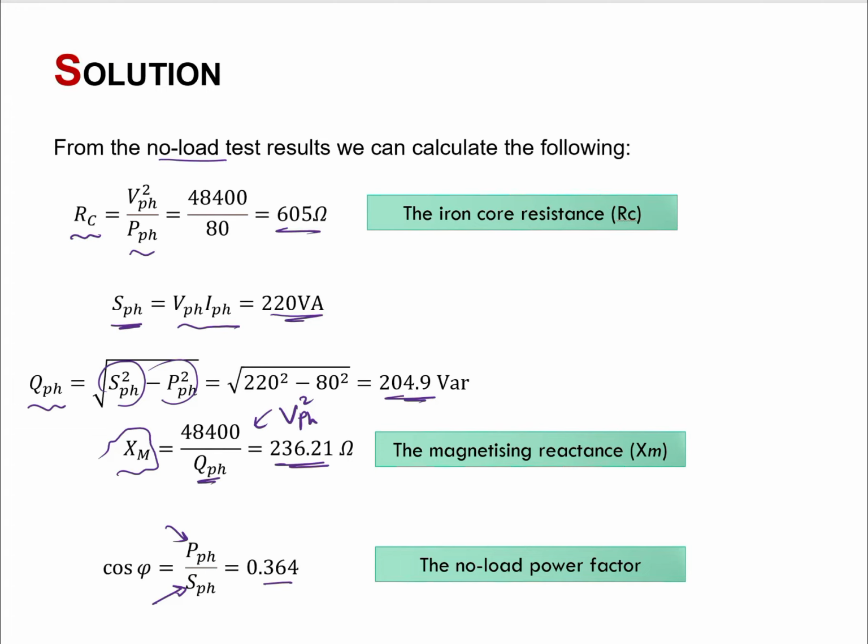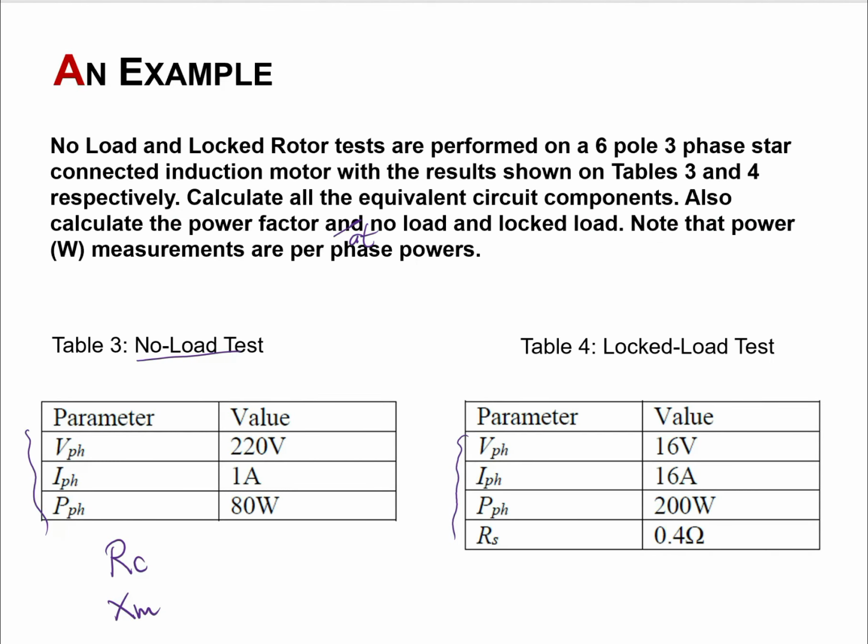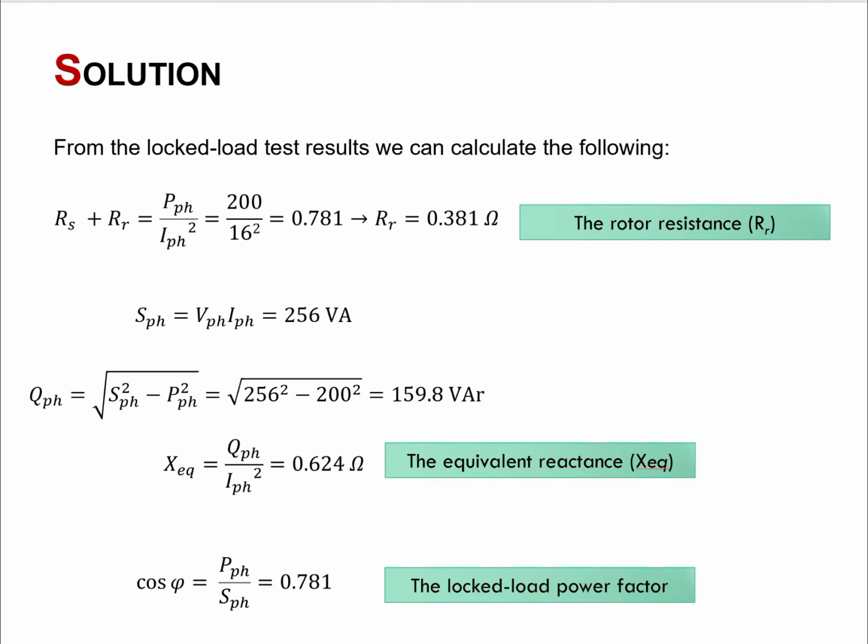Now, in a similar manner, we will get the remaining parameters of the equivalent circuit using the locked load test, or the locked rotor test, as we can also call it. Notice that in the given parameters, we are given the stator resistance. How can we make use of that? That's what we will see.